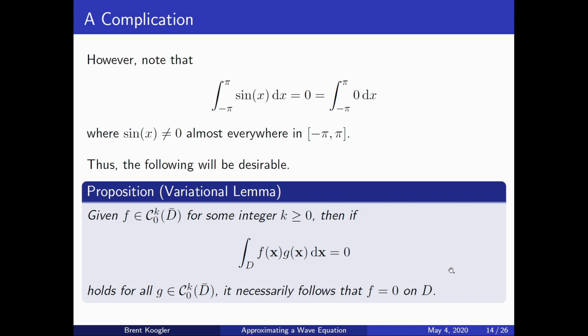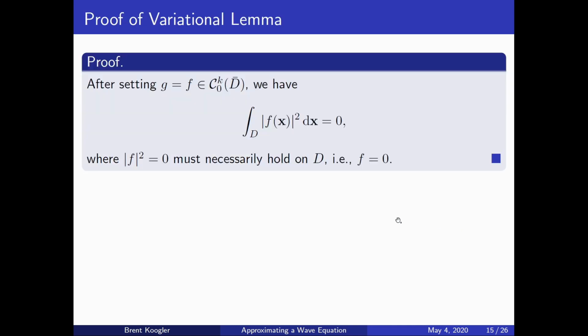Now, this might seem like a complicated idea, but it turns out that the proof is entirely trivial. g is from the same continuous function space, so if you set g equal to f, then it turns out that you're just integrating a non-negative continuous function and setting it equal to 0. Thus, the integrand is 0, and hence the original function is 0 as well.